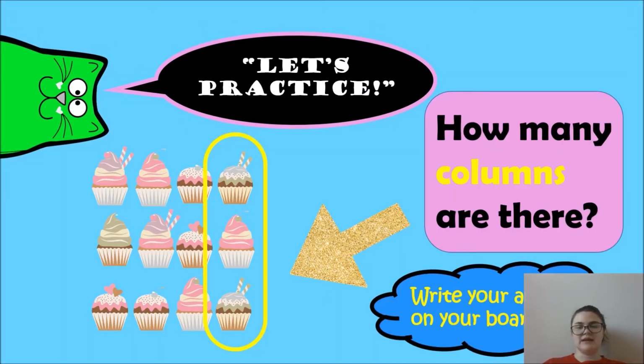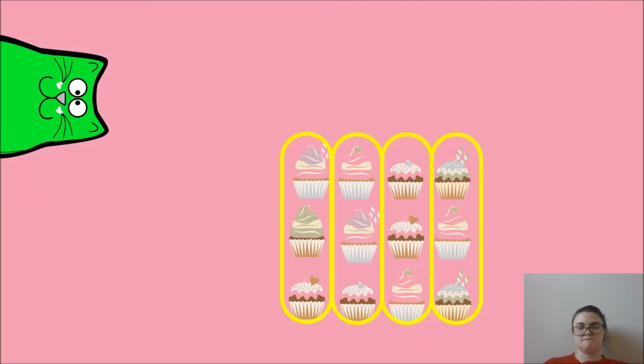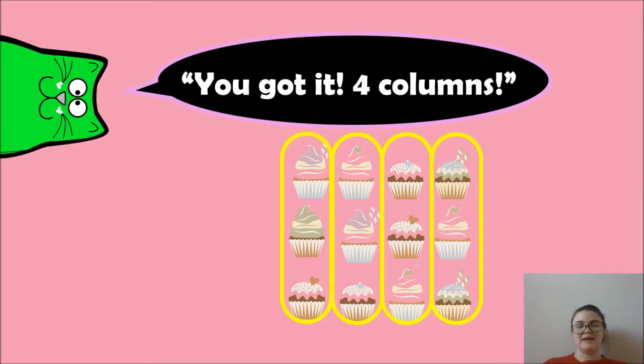Let's practice again. How many columns are there? Write your answer on your board or piece of paper. The columns are in yellow. You got it! 4 columns. Columns go up and down. 1, 2, 3, 4 columns. And 1, 2, 3 rows.